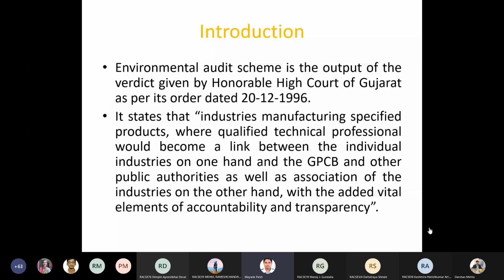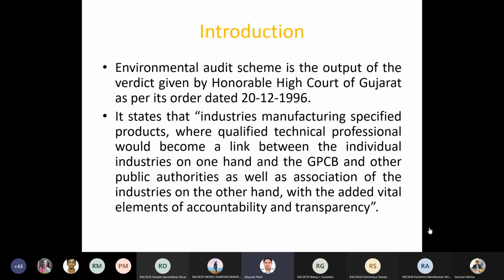So this is termed EAS, Environmental Audit Scheme, and is the output of the verdict given by the Honorable High Court of Gujarat as per its order dated 20 December. It states that for industries manufacturing specific products, a qualified technical professional would become a link between the individual industry on one hand and the GPCB on the other. GPCB is the governing body that looks after the overall environment of the state. In legal terms, you can replace GPCB with State Pollution Control Board and other public authorities, as well as associations of the industry, with the added vital element of accountability and transparency.